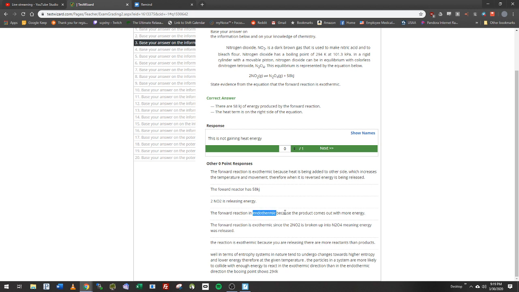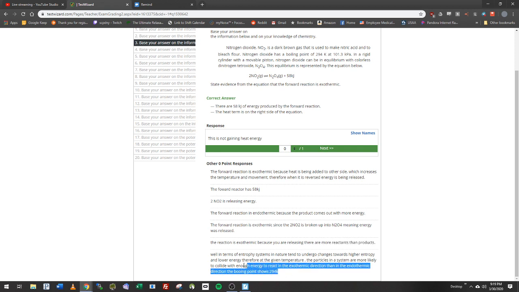The forward reaction is endothermic. No, it's not. If it's endo, it would be on the other side because you'd have to use it in order to get it started. The reaction is exothermic because you are releasing, therefore more products than reactants. I don't see that here. I have one reactant, I have one product. Maybe the moles are different, but this is throwing me off in terms of being able for me to accept that answer.